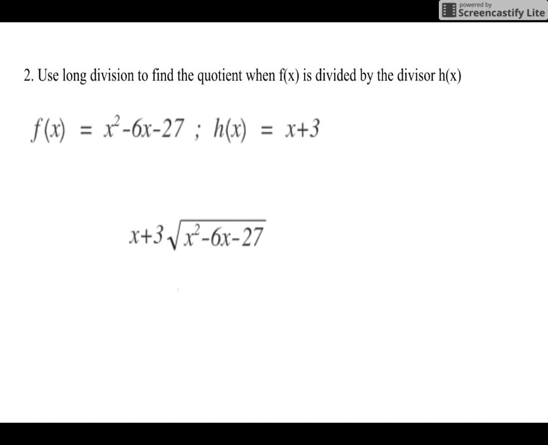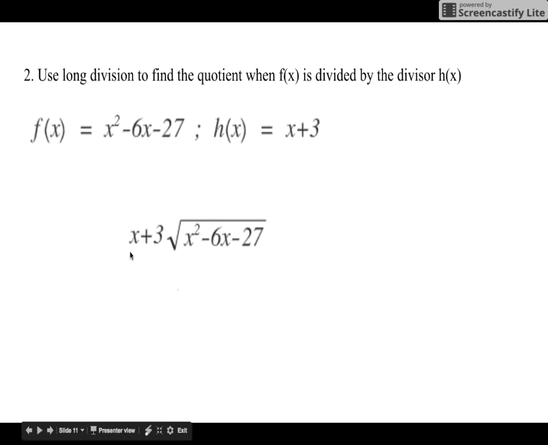So the question asks, use long division to find the quotient when f of x is divided by the divisor h of x. So here we have f of x equals x squared minus 6x minus 27, and our h of x is x plus 3. So again, we're going to set it up with the divisor on the outside, which is x plus 3, and the dividend on the inside, which is x squared minus 6x minus 27. So we're going to first begin.